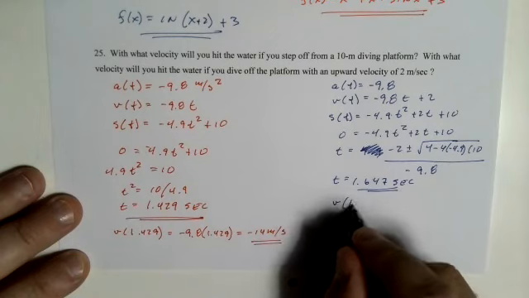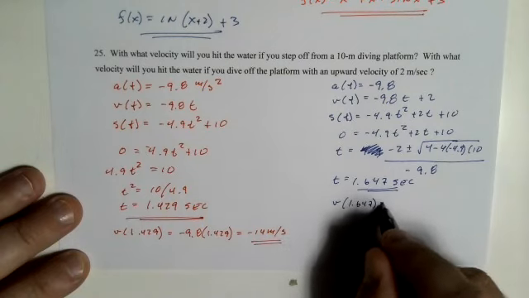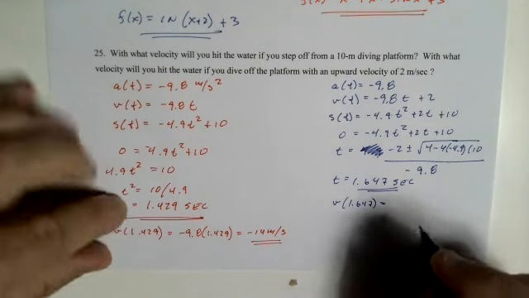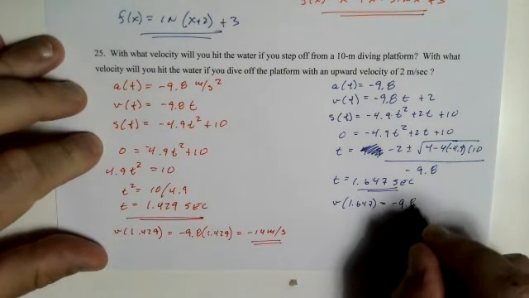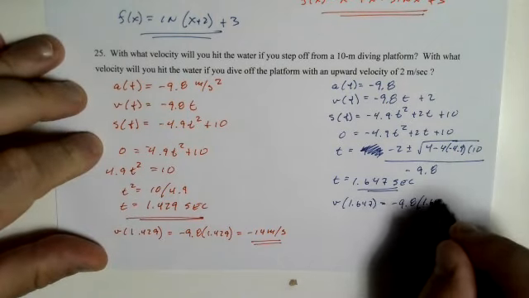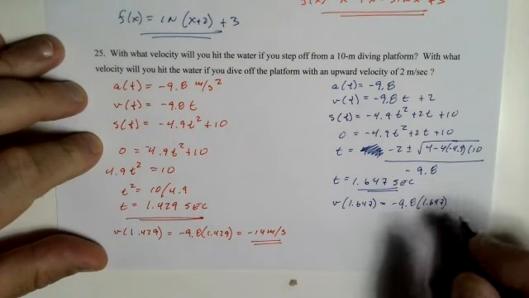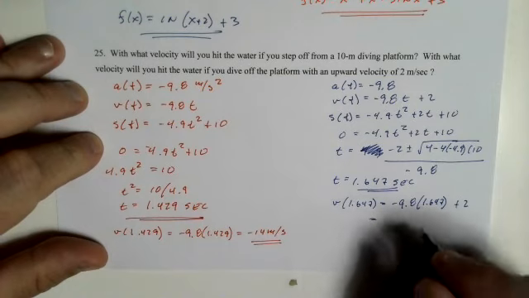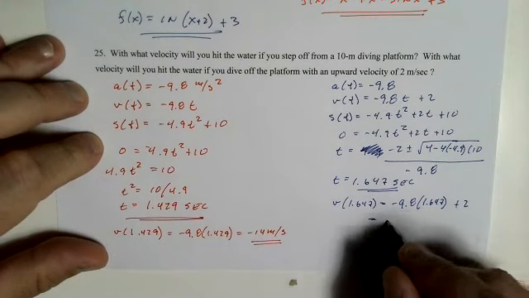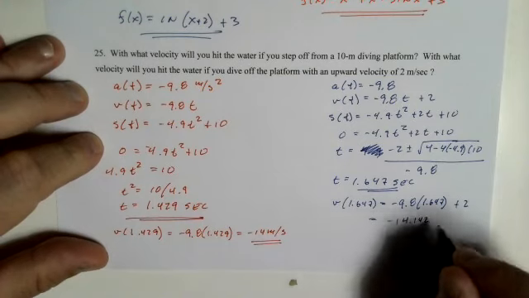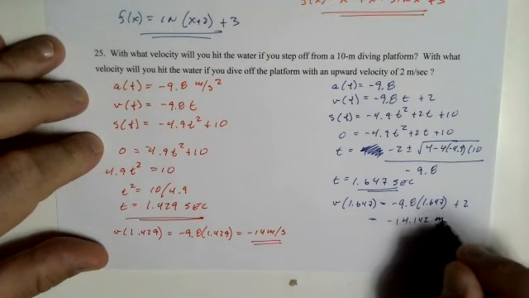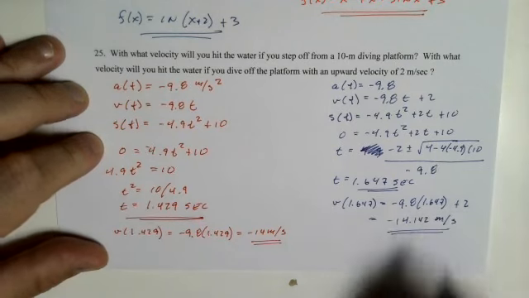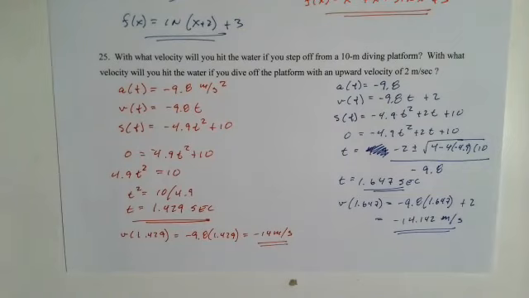V of 1.647 seconds equals negative 9.8 times 1.647 plus 2 equals negative 14.142 meters per second. Wow, that's a lot of work. Good luck and happy mathing.